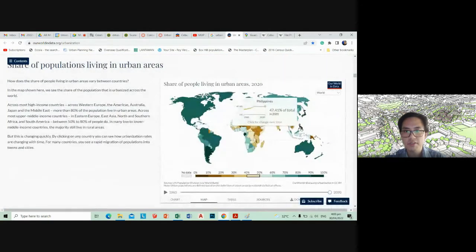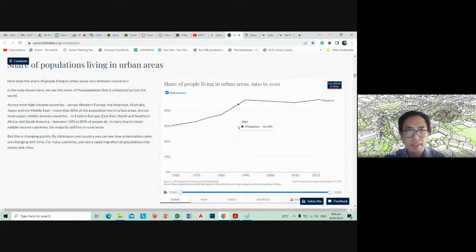Share of population in urban areas. There we go. This one. So this is a graph showing the share of people living in urban areas. In most high-income countries, Western Europe and Australia and Japan, more than 80% of the population live in urban areas. Across most middle-income countries like Eastern Europe, East Asia, North and Southern Africa, and South America, about 50 to 80% live in urban areas. In lower middle income countries, the majority still live in rural areas.